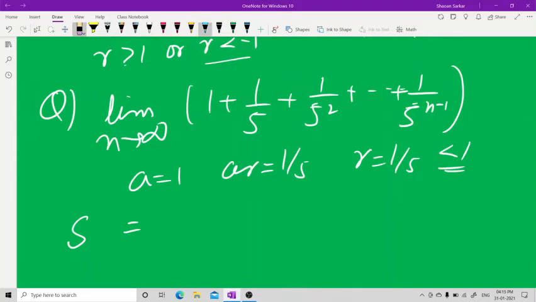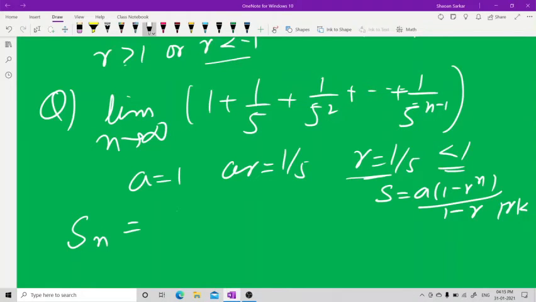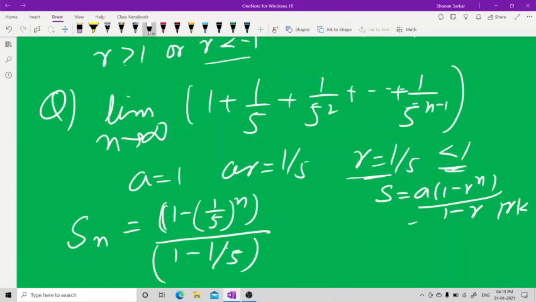Let's write Sn first. Sn, a is 1. What is the formula? S is equal to a times 1 minus r to the power of n upon 1 minus r, for mod r less than 1. So 1 by 5 is less than 1, so that's why this formula. a is 1, no need to write it. Now 1 minus 1 by 5 to the power of n, according to this formula. I told you this is 1 upon 5, and at n tending to infinity, this quantity, the whole quantity, will go to 0.